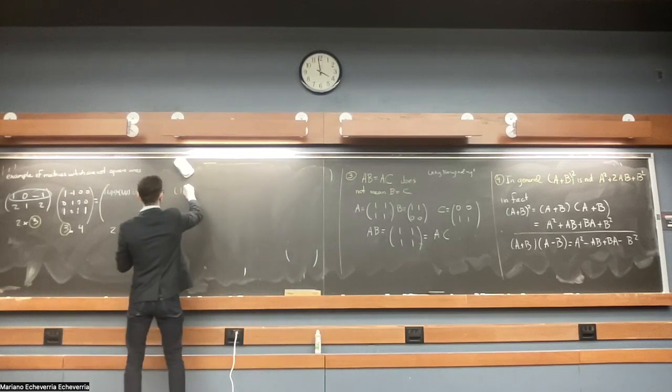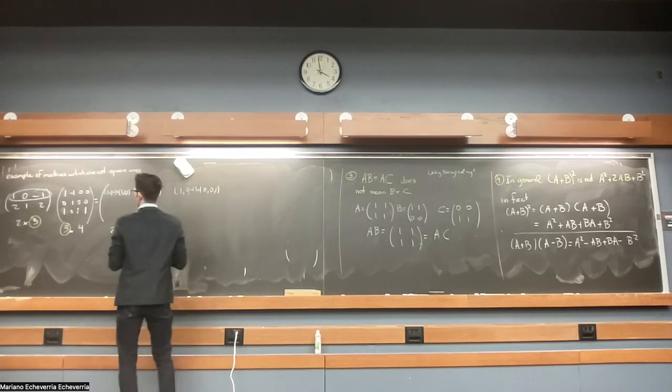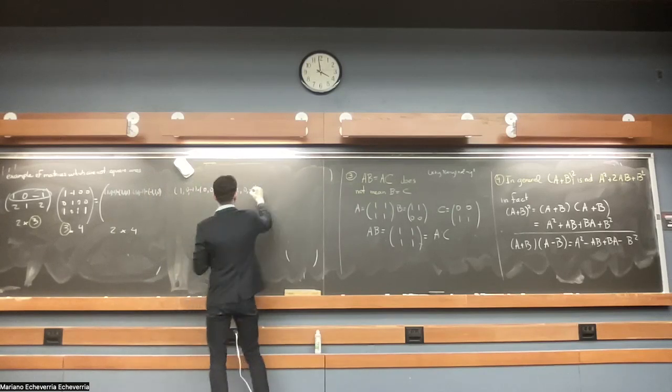Then 1, 0, negative 1 dot 0, 0, 1. And then 1, 0, negative 1 dot the last column, which is 0, 0, 1.